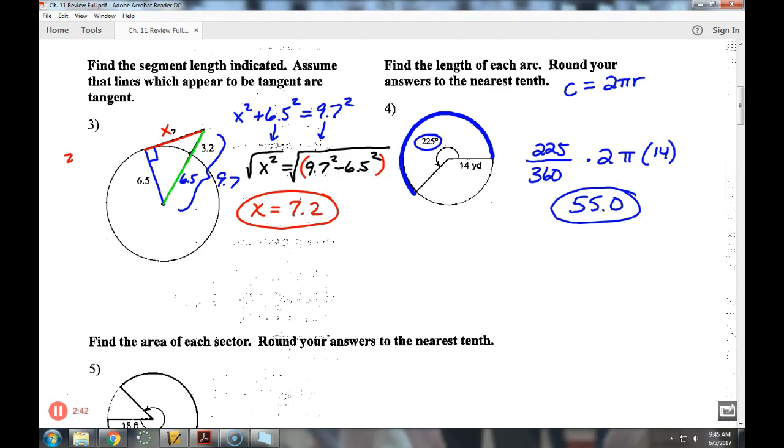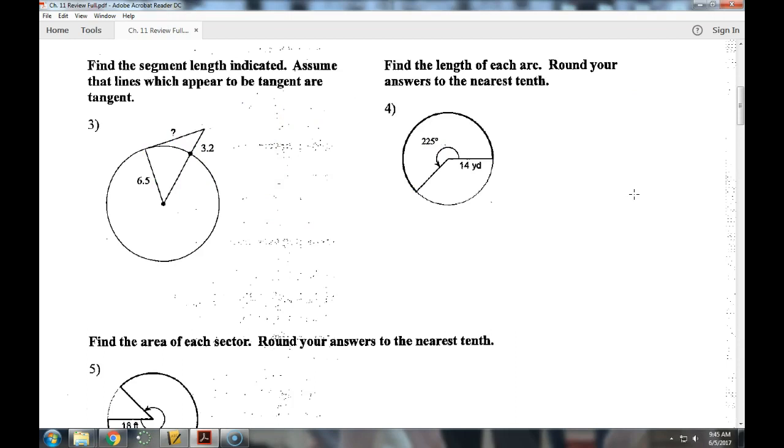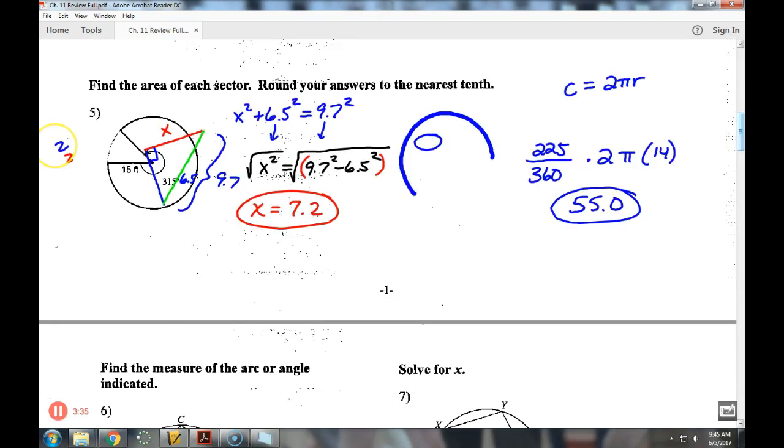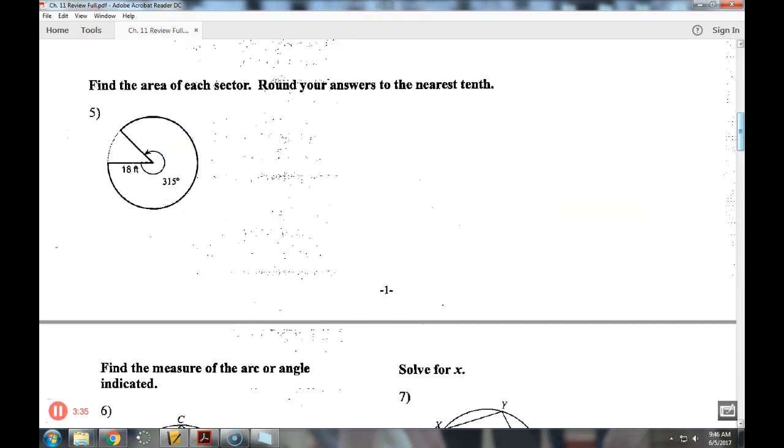Number 5 is very similar. Number 5 is a portion, but it's not circumference. Now we're talking about area. A sector is just a piece of the circle or a part of the circle. So they want the big area. I want all of this stuff, basically all this stuff in blue here. I'm trying to find that Pac-Man looking area right there. So I do 315 out of 360 times pi, radius squared.